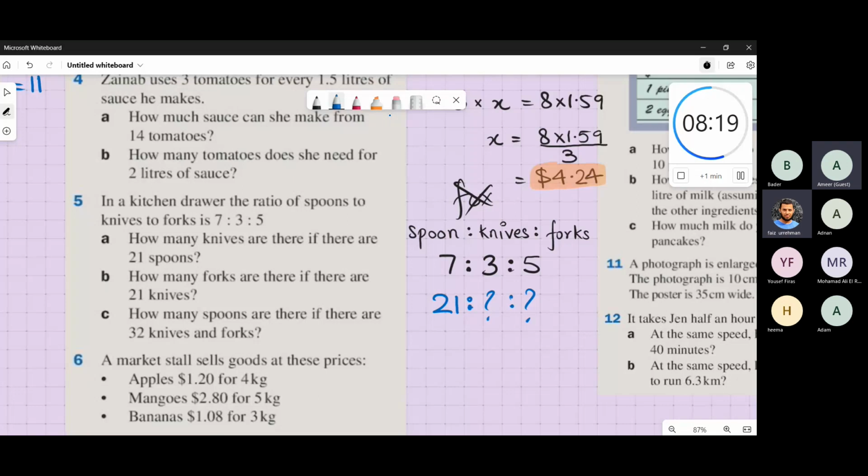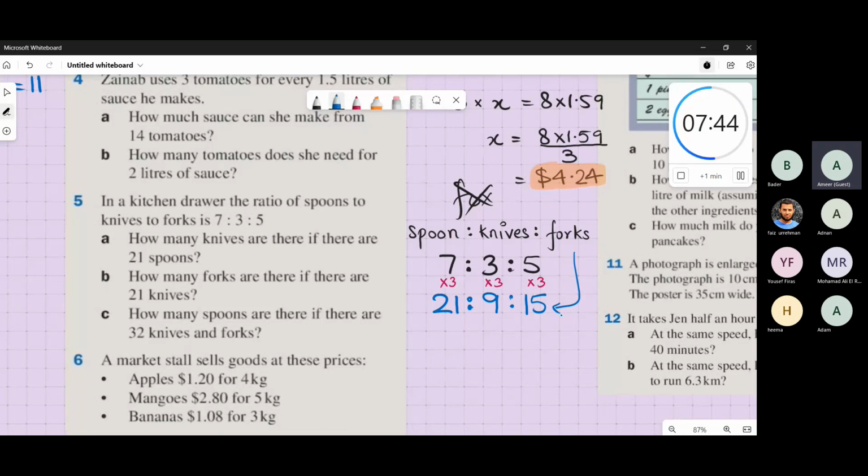Multiply by 3. Very simple and logical. So 21, 9, and 15. They are asking 21 divided by 7 equals 3. Now, how can 7 become 21? Multiply it by 3. So if it is multiplied by 3, we have to multiply everything by 3, to keep the balance. It will be 21, 9, and 15.